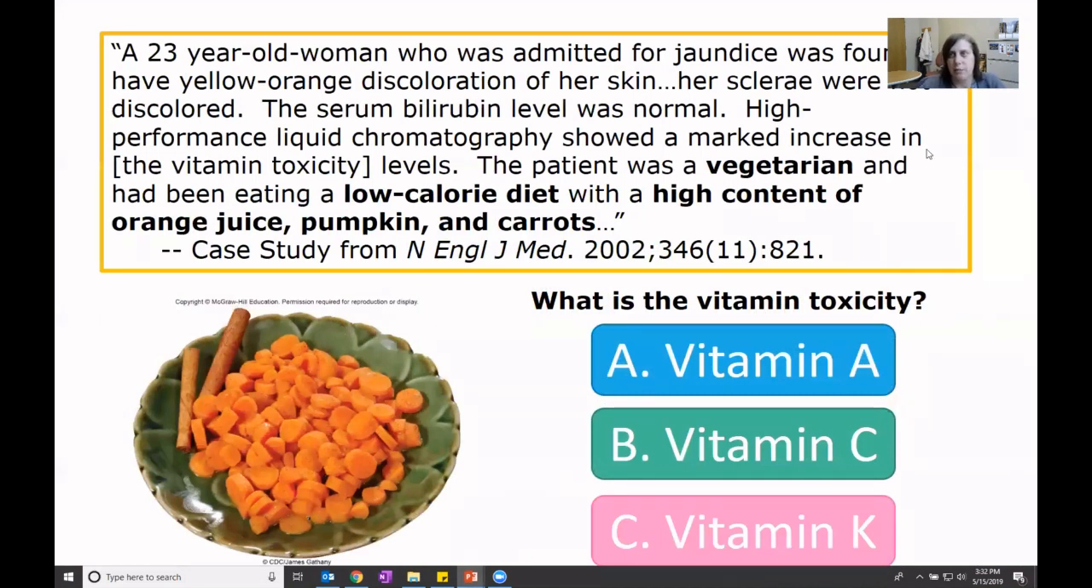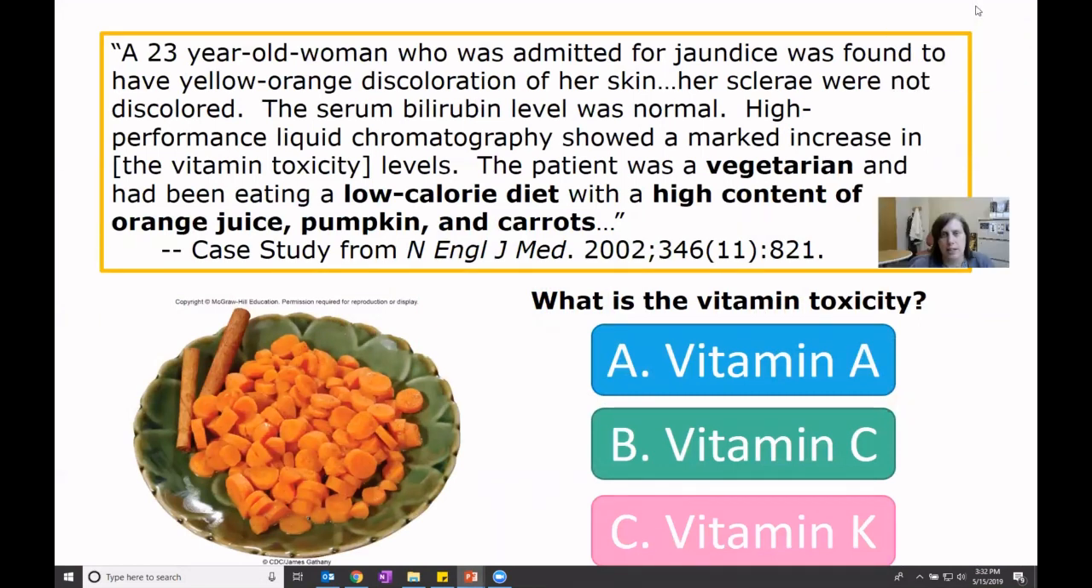Okay, here's another scenario based on a real person. This was published quite a while ago in the New England Journal of Medicine, 2002. A 23-year-old woman who was admitted for jaundice was found to have yellow-orange discoloration of her skin. Her sclera, which means the whites of her eyes, were not discolored. The serum bilirubin level was normal. High-performance liquid chromatography showed a marked increase in this vitamin toxicity levels. The patient was a vegetarian and had been eating a low-calorie diet with a high content of orange juice, pumpkin, and carrots.